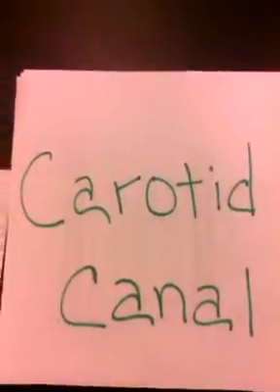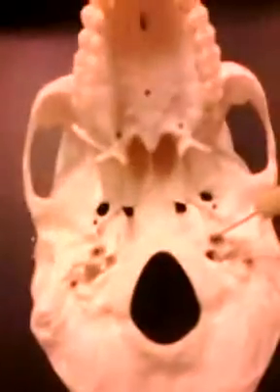Next, we have the carotid canal. The carotid canal is just lateral to the foramen magnum, and it's more of a tube shape than just a hole. All right, one on each side.